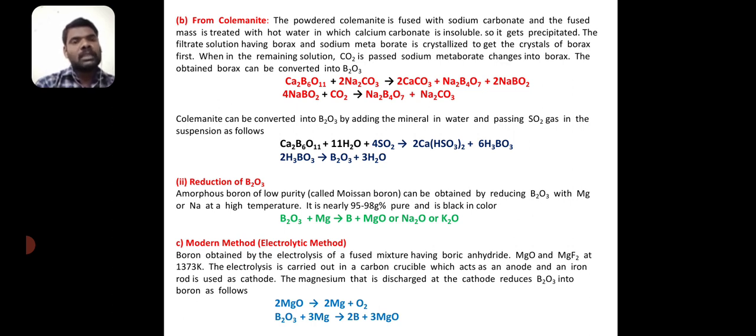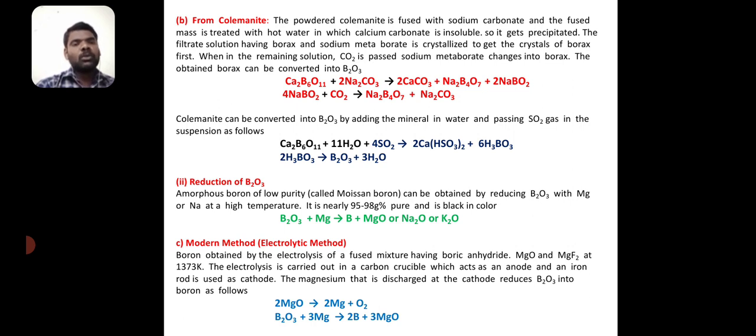Ca2B6O11, that is colemanite, when treated with sodium carbonate, forms insoluble calcium carbonate and sodium metaborate. The sodium metaborate NaBO2, treated with CO2, gives Na2B4O7, and also sodium carbonate. Colemanite can also be converted into B2O3 by another method, by suspending the mineral in water and passing sulfur dioxide gas. So we get boric acid, H3BO3. When H3BO3 is heated, we get boron trioxide, B2O3.